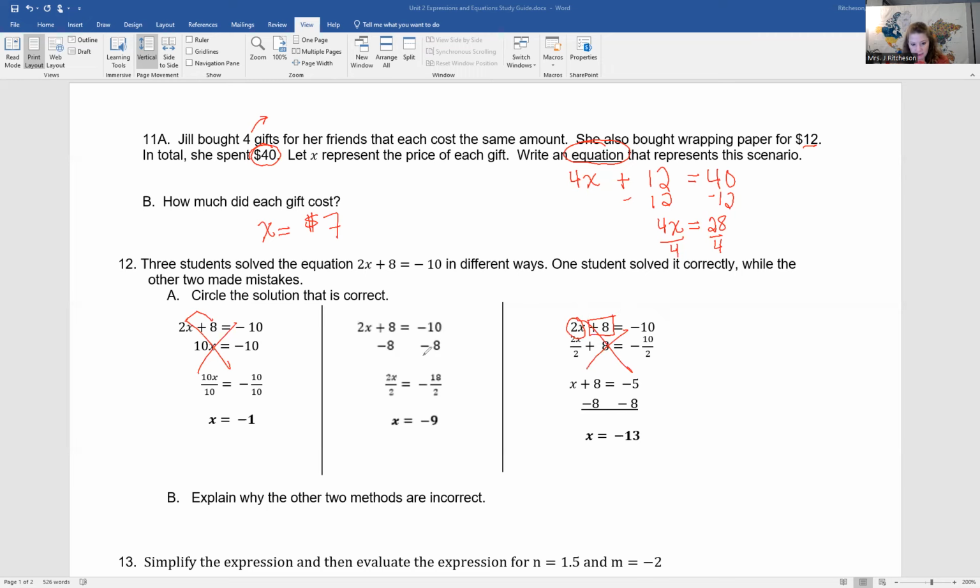So they subtracted 8 from both sides. Looks good. So we bring down our 2x equals negative 10 combined with negative 8 is negative 18. And then the next step would be divide both sides by 2. And the final answer is negative 9. This person did a good job.